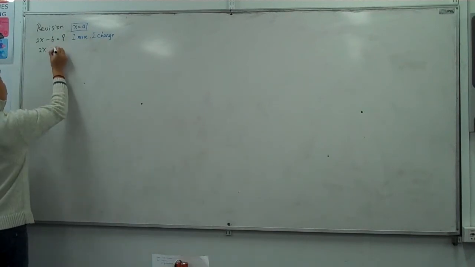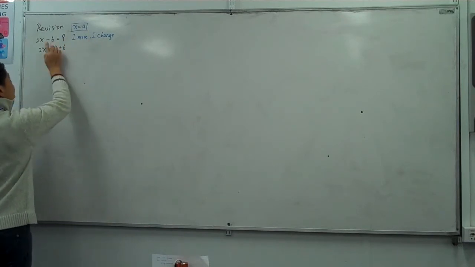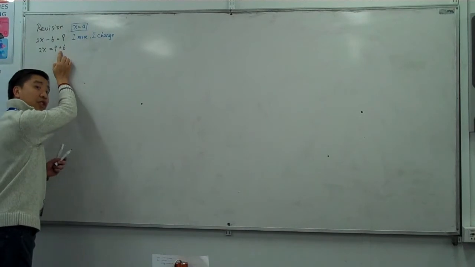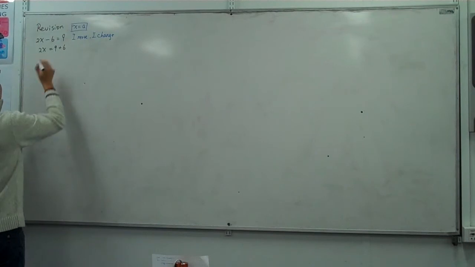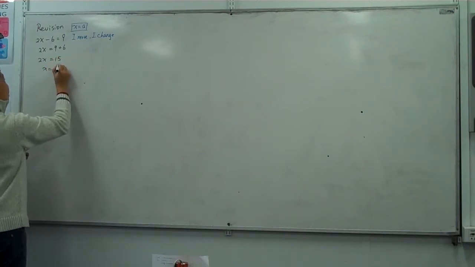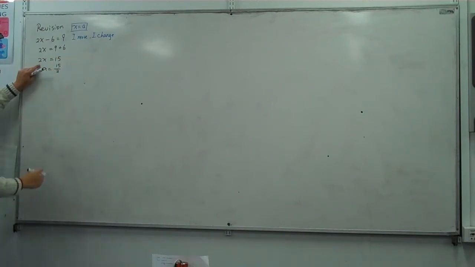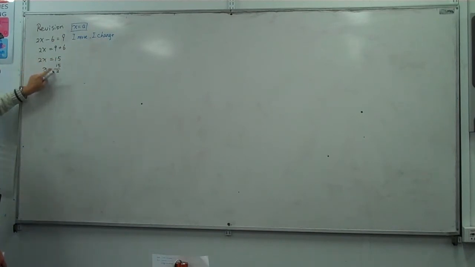So here it equals 9 plus 6. Move, change. This is take away 6, so here I have to change it into addition. That is plus 6. Okay, we do the calculation. 2x equals 15, and then x equals 15 divided by 2. Because on this side we have 2 lots of x, 2 times x, and when I move 2 to the right, I have to change. So this is multiplication, and I have to change that into division. Very good.